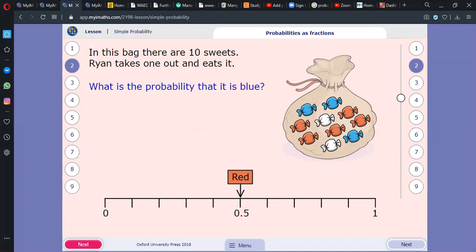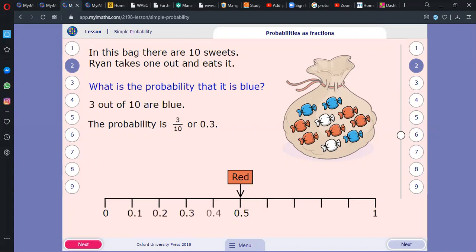All I have to do is to take a look at the number of blue sweets in the bag. So the probability is going to be how many? 1, 2, 3 blue sweets. So 3 over 10, 3 out of 10. So if you do that, that can still give you 0.3. In fraction is 3 over 10. In decimal is 0.3. Putting it on the probability scale, we have the blue right here, pointing at 0.3 on my probability scale.